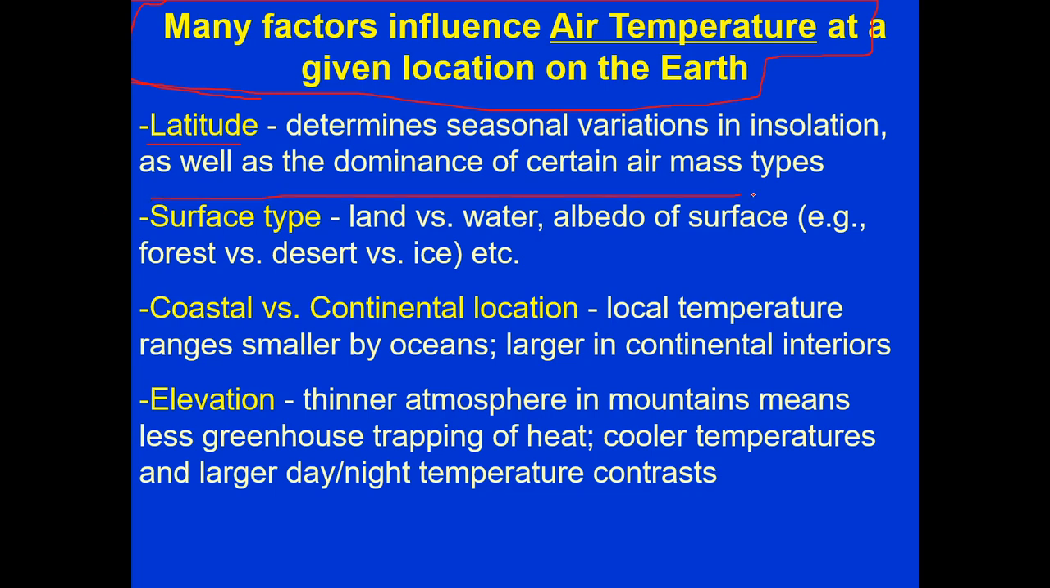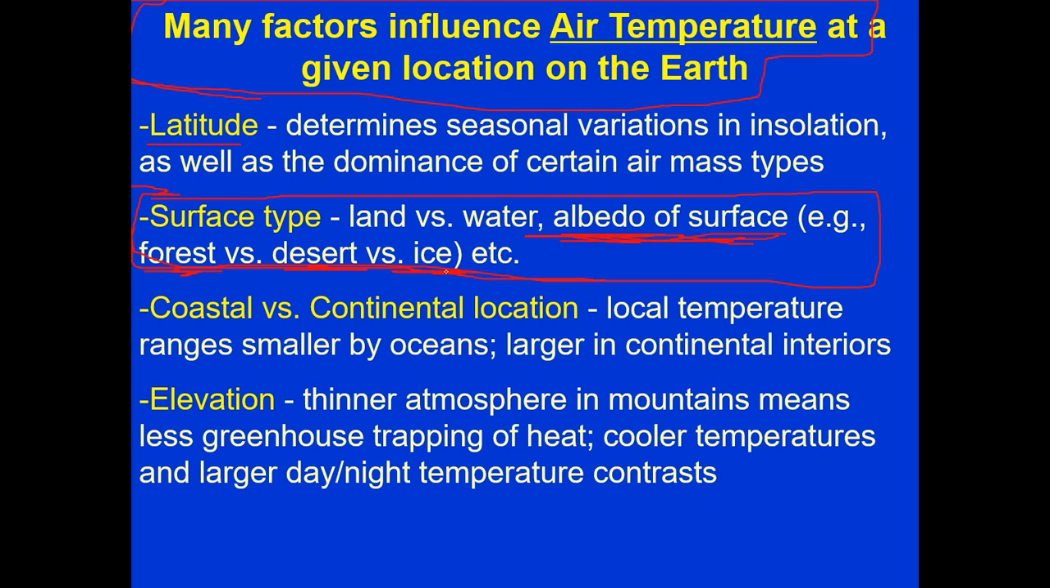Now the surface type plays a big role here too, and I showed you that a little bit when I talked about albedos. Albedo, remember, is how much of the solar radiation is reflected off the surface. A forest has a different albedo than a desert, which has a different albedo than ice. What the surface is made of and what the albedo of that surface is plays a big role. Forests and highly vegetated areas have very low albedos. They absorb a lot of solar radiation.